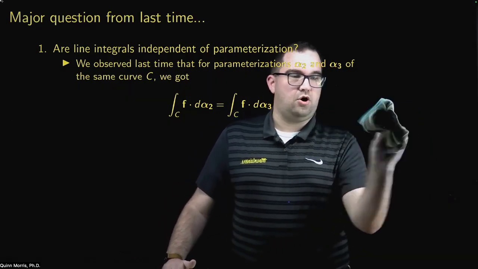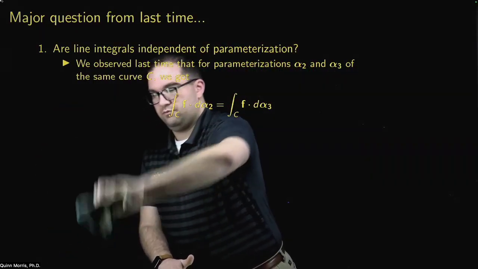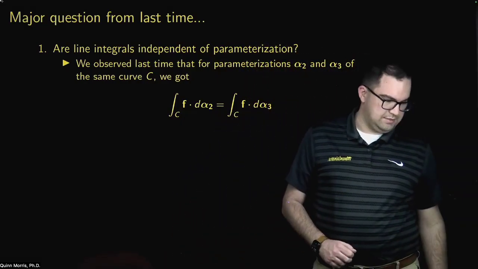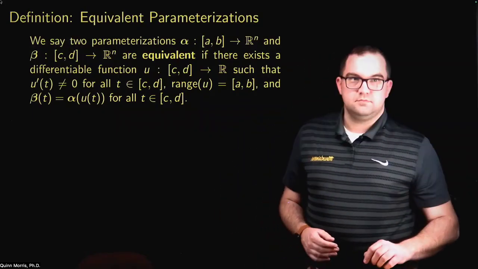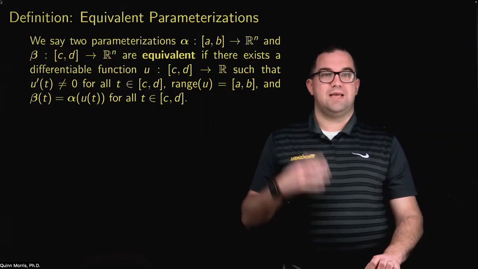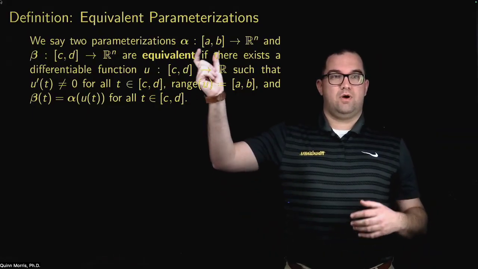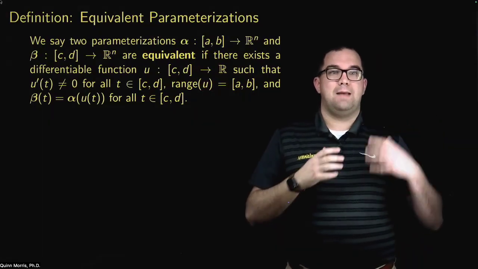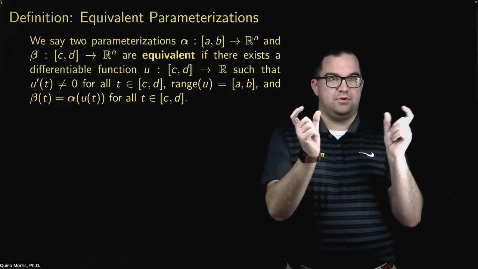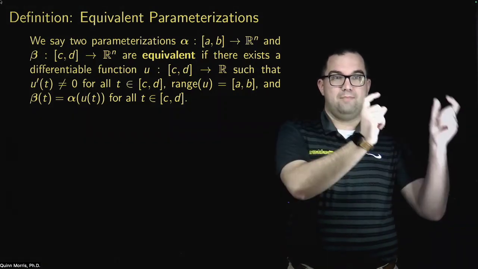Now, at first, it's going to be a little hard to tease out what exactly some of these conditions are doing. So once we write down the definition, we'll carefully walk through and try to understand what each condition is saying. So we say that two parameterizations, alpha and beta, so I'm imagining that alpha is a parameterization from the interval [a, b] into R^n, and beta is another parameterization from [c, d] into R^n. So again, potentially they're mapping different closed intervals of R, right? But they're both mapping into R^n.